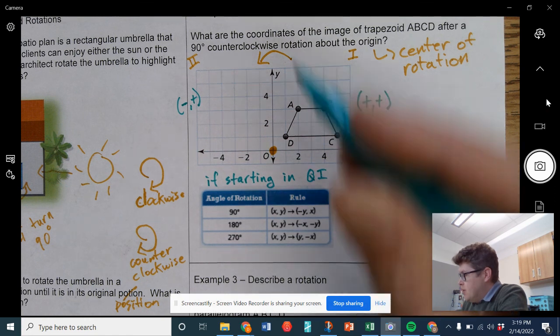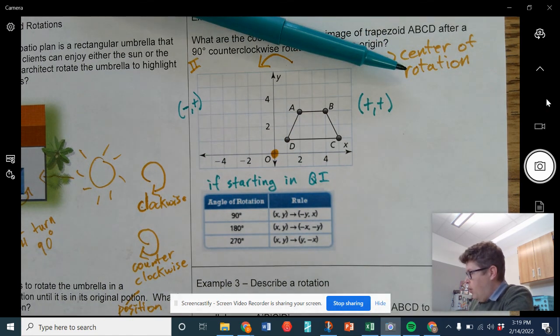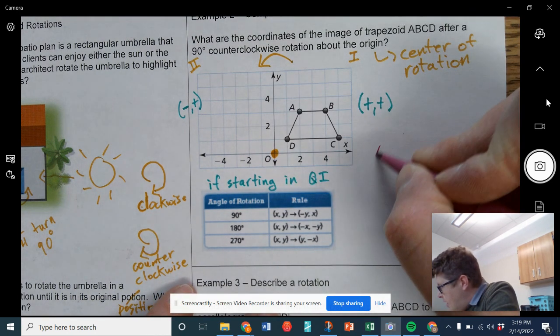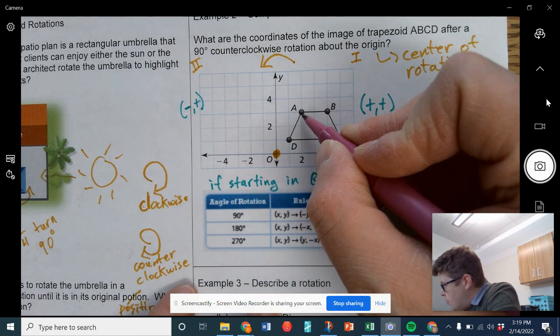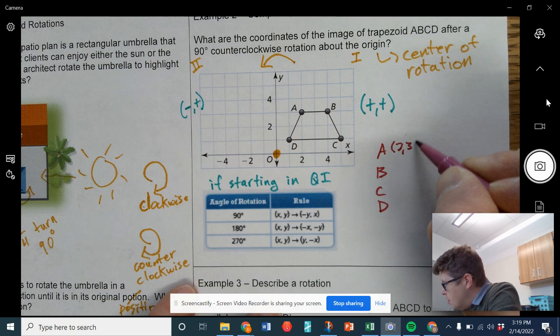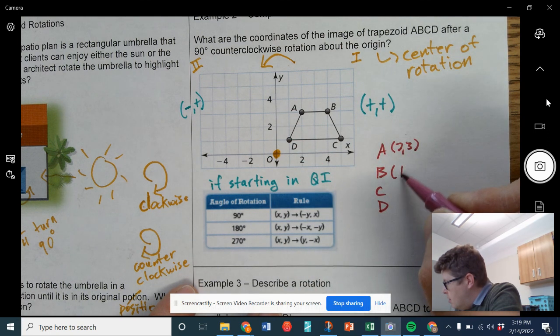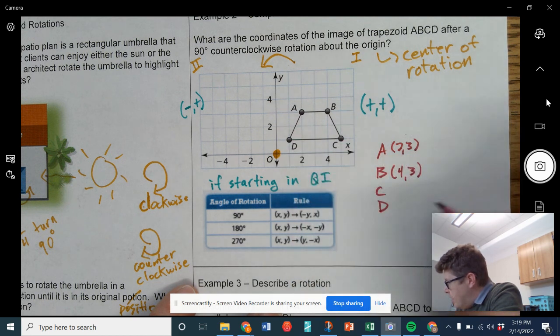So the trick here is to know the coordinates of each of these points, right? So I'm going to just write A, B, C, D. So A is 2, 3. B is 4, 3. C is 5, 1, actually. And D is 1, 1.